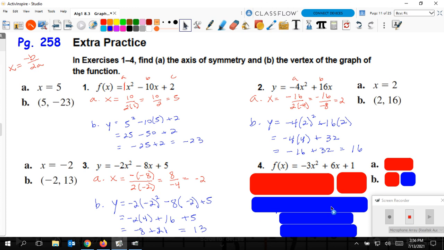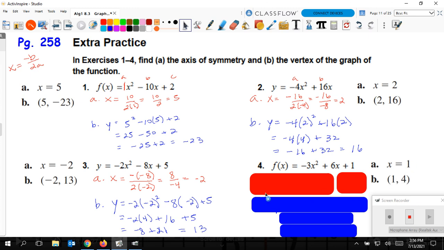All right, so let's check to see if you were able to get this correct. I'm just going to show the answers right now, and then I'll show you how to do the work. Your answer for A, which was the axis of symmetry, should have been x equals 1. And that was also the first number of the ordered pair on letter B for the vertex. And then the y-coordinate of that is 4. So (1, 4) would be your vertex.